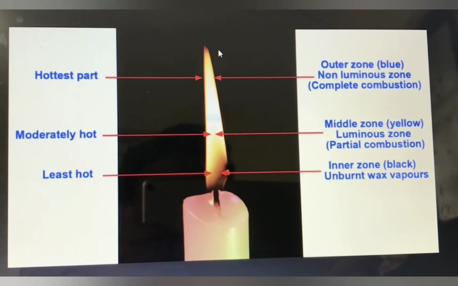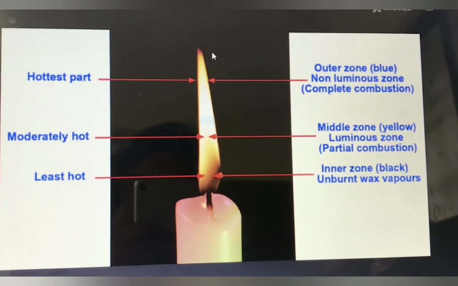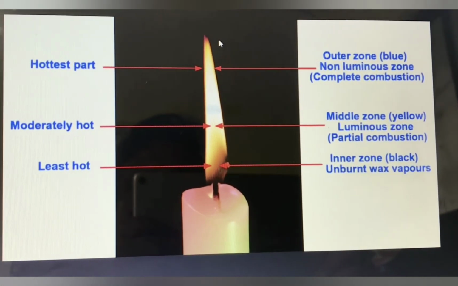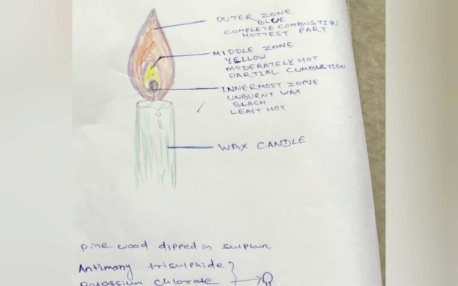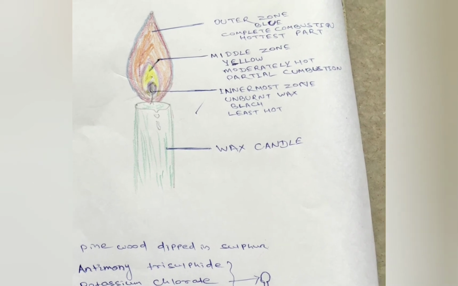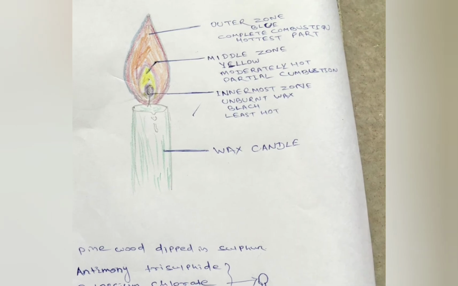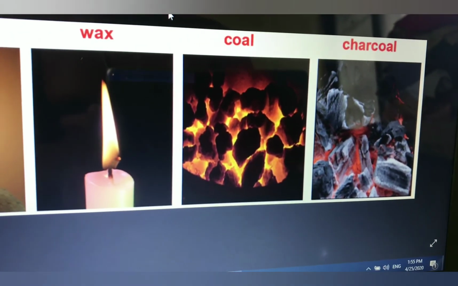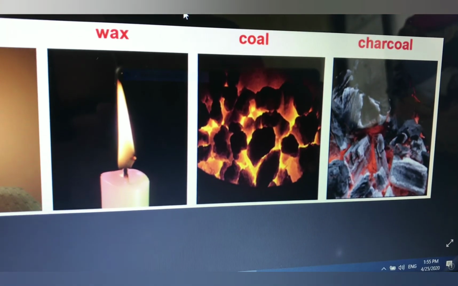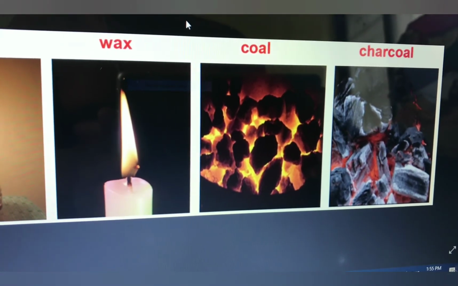So these are various regions of the flame. That is the least hot black region, the moderately hot yellowish portion, and the hottest part, the outermost part, bluish in color. You may see coal of good quality, that means it has less water vapor content, and you can't find a flame, because charcoal and coal have less impurities. If there are fewer gaseous impurities, there may not be any volatile substances, so you can't find any flame.